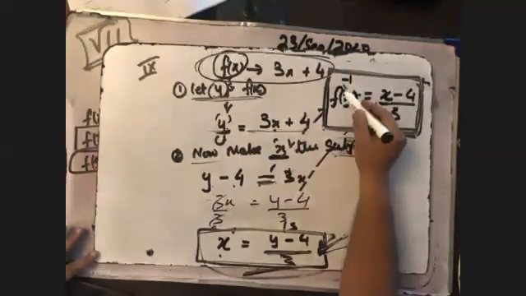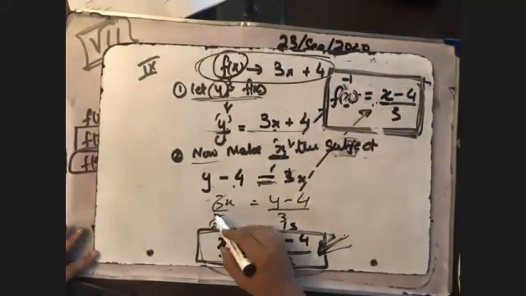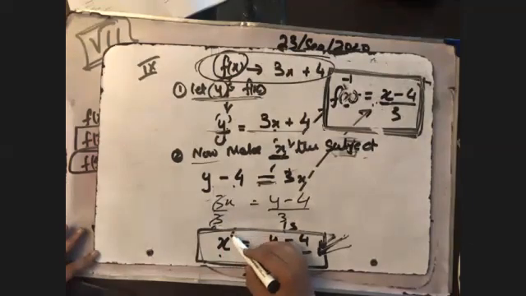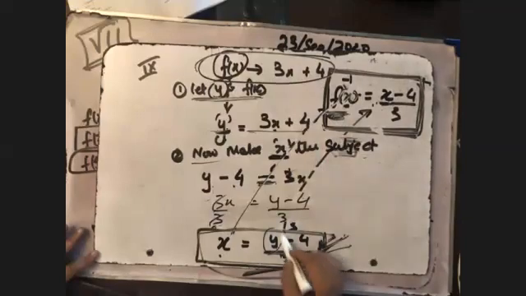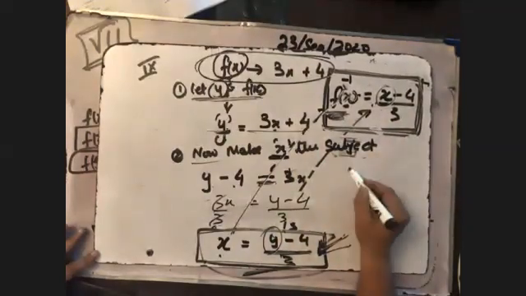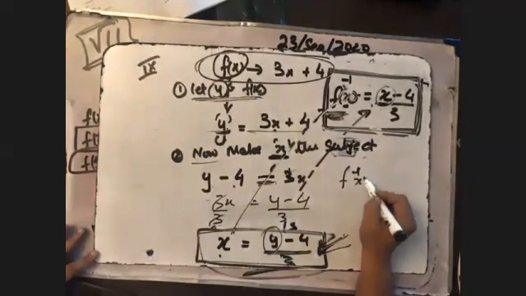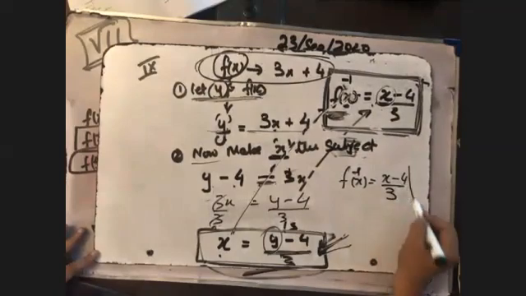Now just put the label on it. It's called the inverse factory. Step number 3 says, finally replace x by f inverse of x and y by x. Replace it, and this is your function. F inverse of x is (x minus 4) over 3.